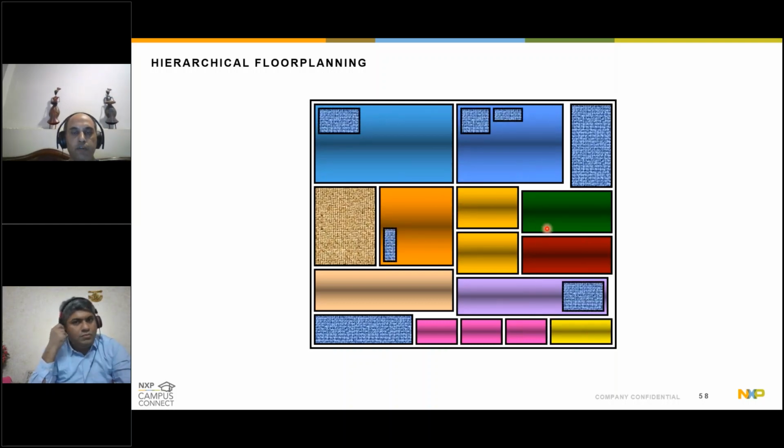So you will carve out different blocks in the floor plan. You can imagine it's like doing a floor plan for your house. You will figure out which are the talking blocks, which blocks need to be sitting close to each other, which are the blocks which are noisy and need to be isolated, which are the blocks which are IO intensive and should be sitting near the IOs. So a lot of those considerations will go into building the floor plan, and all these different colors are showing the different physical partitions which you have carved out from the chip.